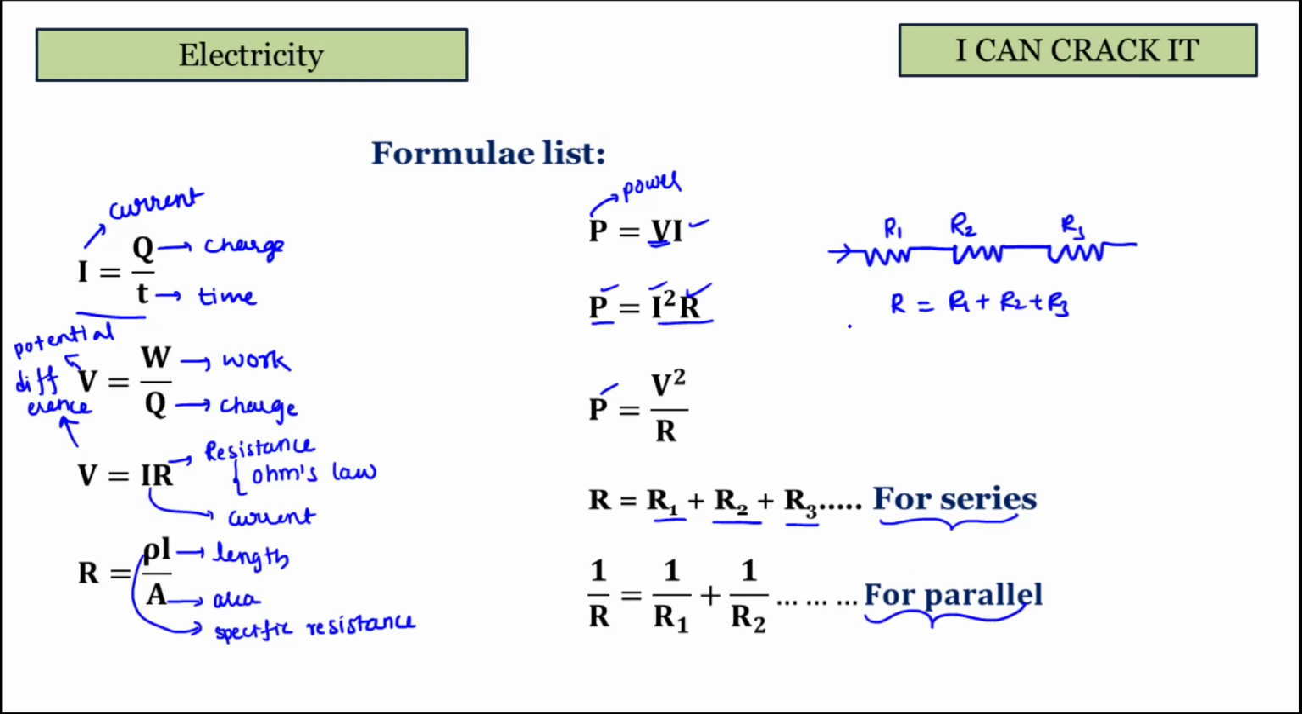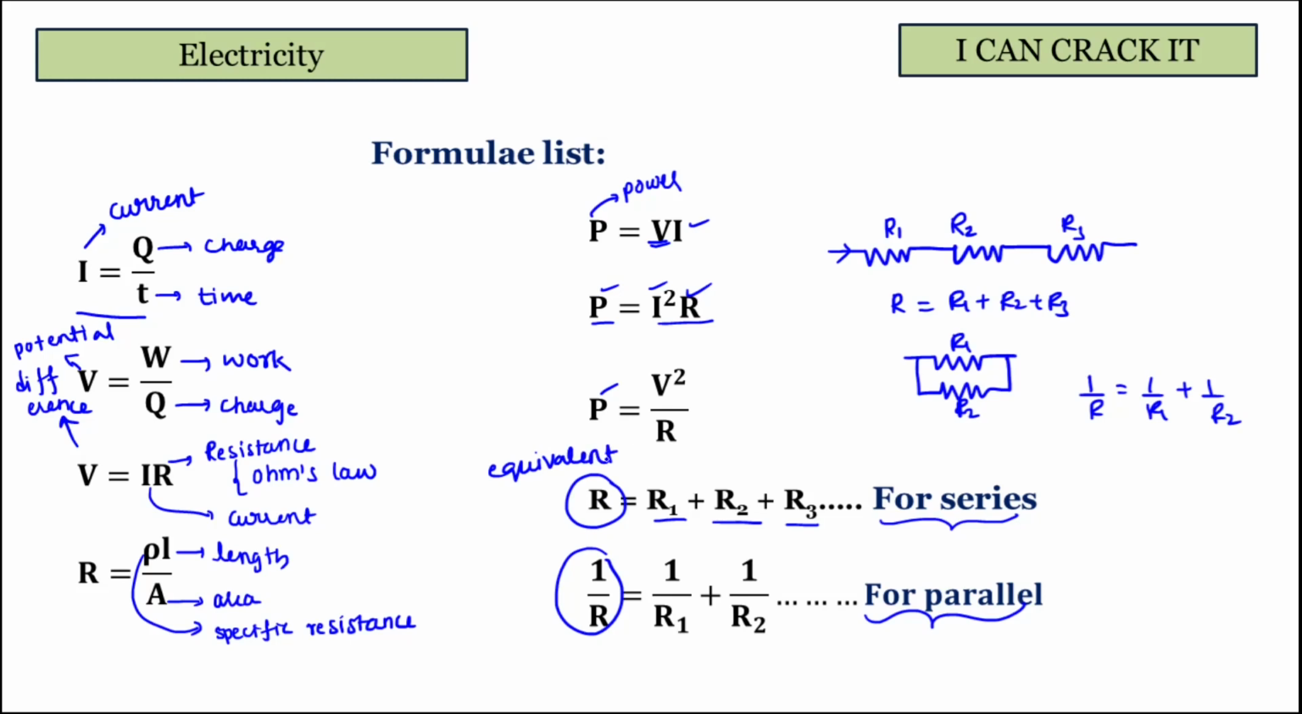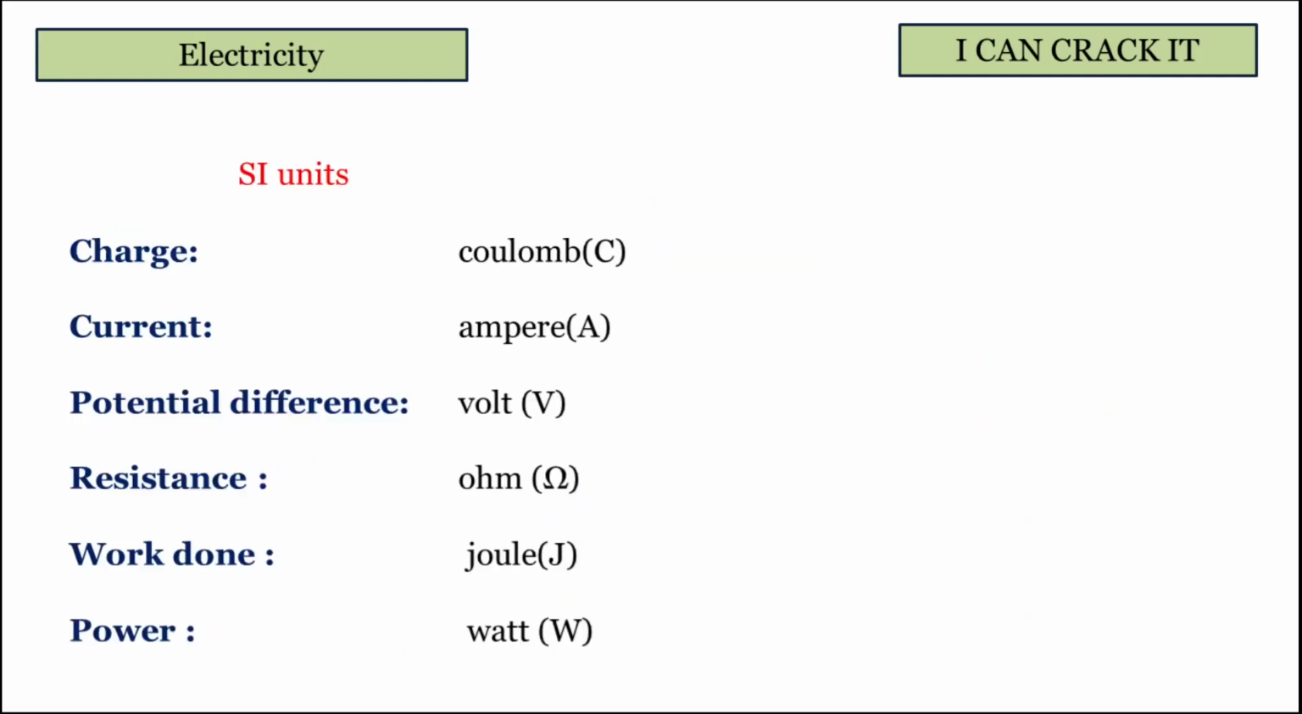Now for parallel combination, how are they connected? Like this. They are connected in parallel, R1 and R2. Now 1 by R is given by 1 by R1 plus 1 by R2. Here, these are nothing but equivalent resistances. These are the very important formulae used in electricity.